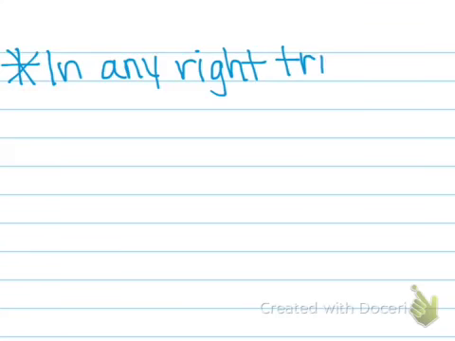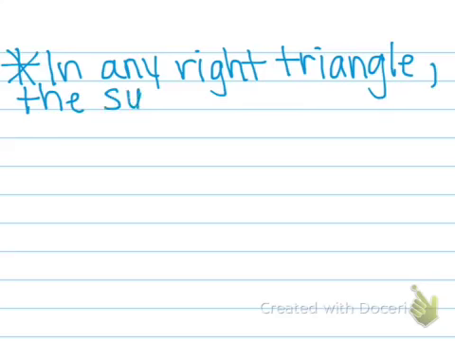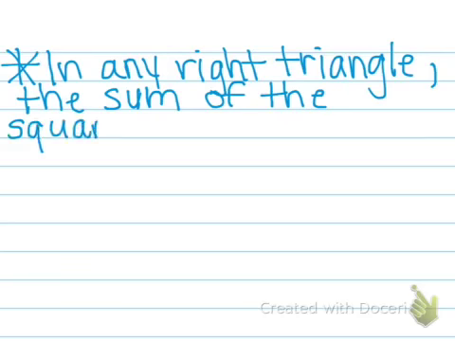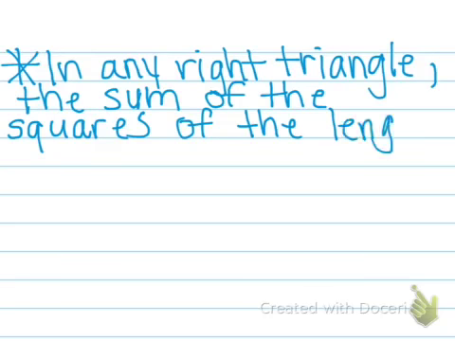Now, what does the Pythagorean theorem actually say? It says that in any right triangle, the sum of the squares of the lengths of the legs is equal to the square of the length of the hypotenuse.